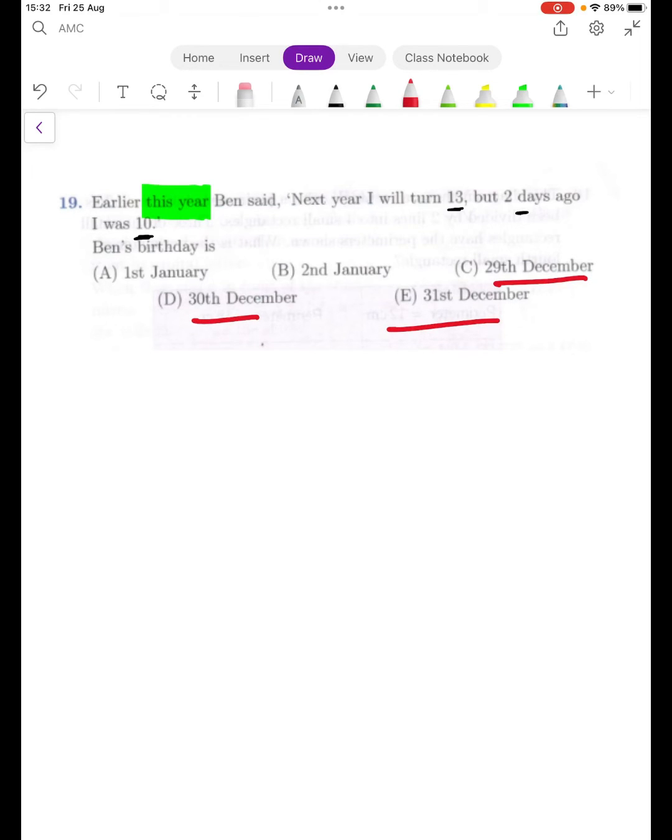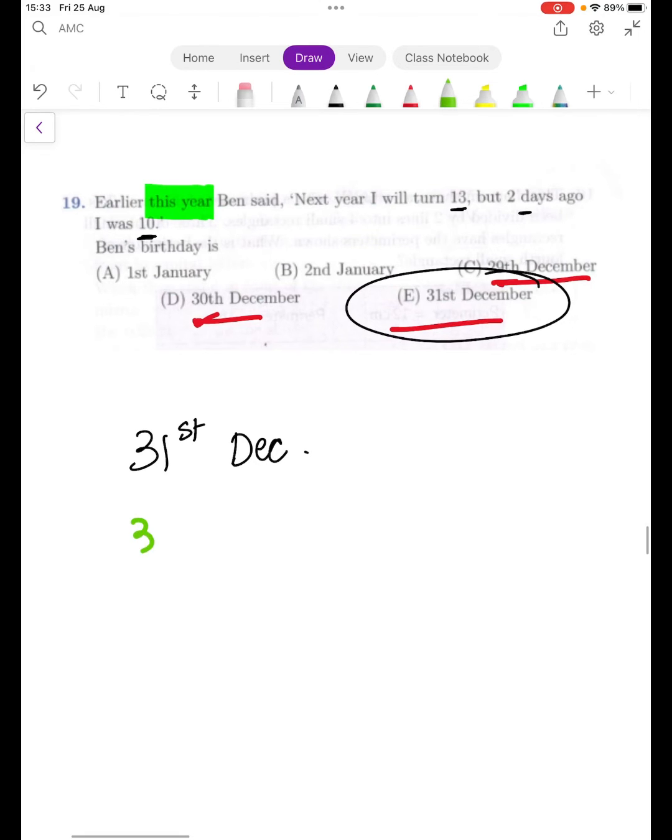Okay, so we can see we have 3 options. But again, just like he said, 2 days ago I was just 10 years old, and he's already in January saying this statement. So that means if his birthday was the 29th, he cannot actually say 2 days ago in January, even on 1st January. Similar for the 30th, even if he's saying it on the 1st January, he cannot say 2 days ago I was 10 years old. So the answer must be 31st December. His birthday must be 31st December.